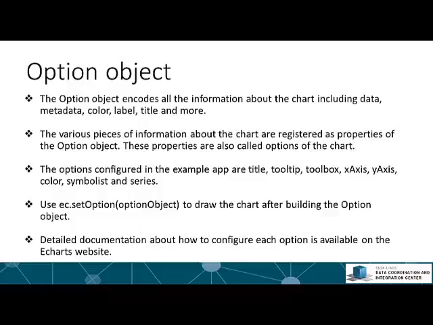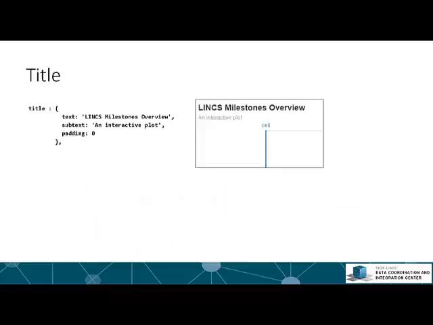The options configured in the example app are title, tooltip, toolbox, x-axis, y-axis, color, symbol list, and series. Use echarts.setOption to draw the chart after building up the option object. Detailed documentation about how to configure each option is available on the Echarts website. So to use Echarts, you do not need to have a comprehensive knowledge about JavaScript. As long as you know how to build the option object, making an interactive visualization of your data is very straightforward.